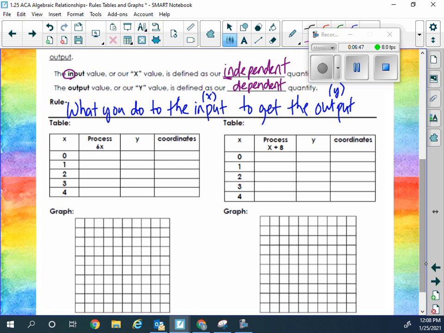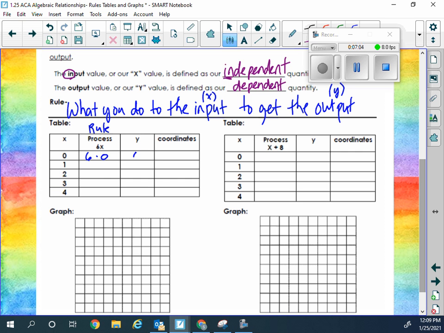Rule. Yeah. Process, just a fancy word for rule, okay? So, where they put 6x, now that I put in 0, I'm going to put 6 times 0, because I'm putting in 0 for x. So then what would y be?